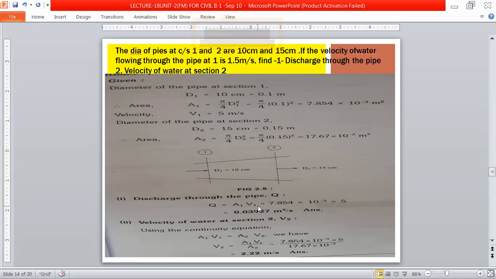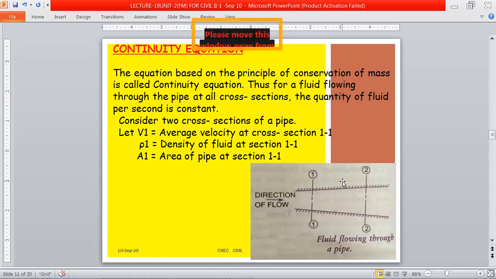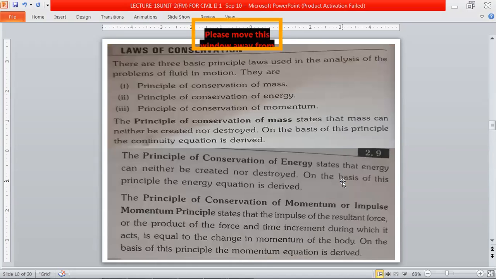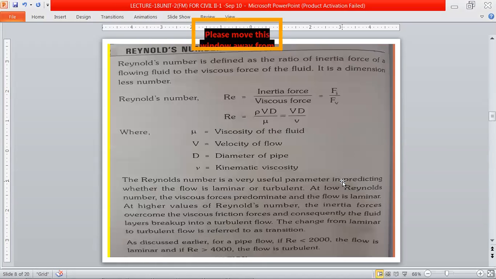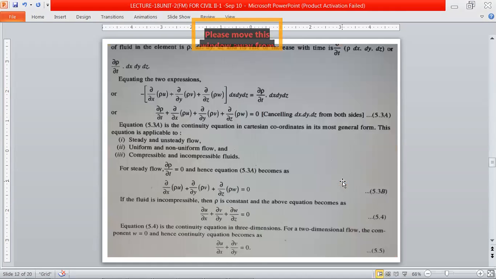See here, Q is equal to AV, we have discussed. Q is equal to AV, the rate of discharge. Rate of discharge is equal to Q is equal to AV. Okay na? So here we have 2 sections, so we can take A1 V1 or A2 V2.